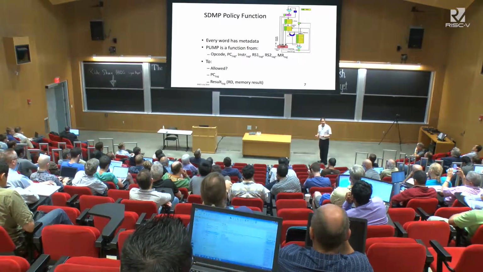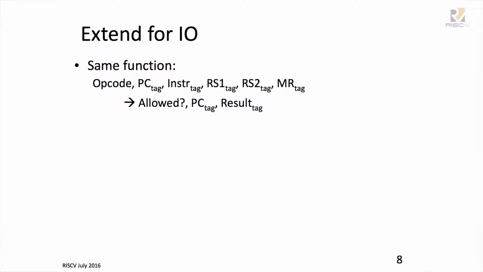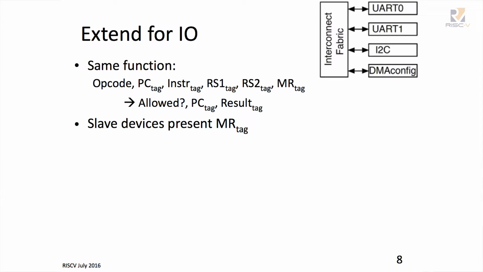So we'd like to extend that to dealing with our I/O. Okay? So we're going to use the same function, same functional form. We want this as a unified policy. Now, for slave devices, this is relatively easy. Once we find a way to present the tag associated with the slave device, the pump that's running for the processor can check and say, this is what this is, and maybe say something about how the tag on the result should come out of that.